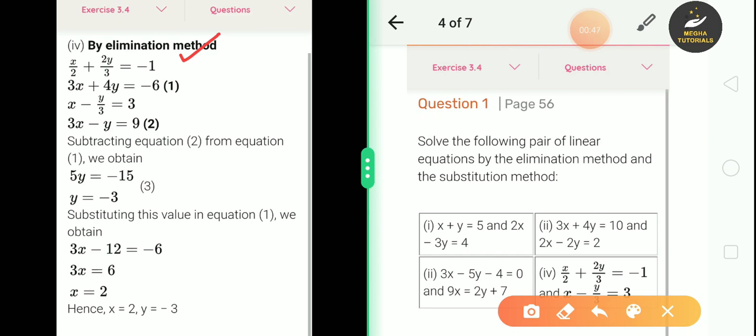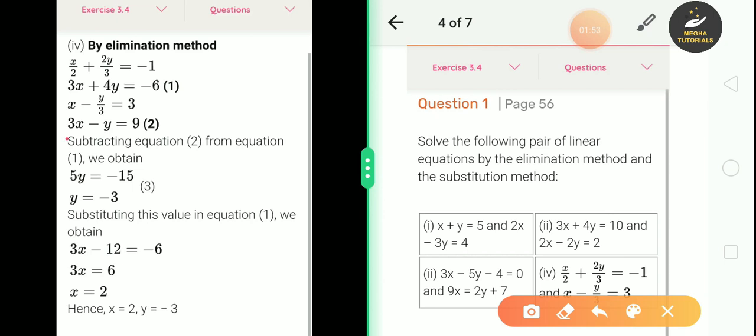So we'll get 6x upon 2, 3x, then 6 into 2y, that is 12y upon 3. So 3 4s are 12, so plus 4y, and minus 1 into 6, minus 6. So the equation is 3x plus 4y is equal to minus 6. Consider this equation as equation 1. Now come to the second equation. So second equation, x minus y upon 3 is equal to 3. LCM of denominators 1 and 3 is 3. So multiply the whole equation by 3.